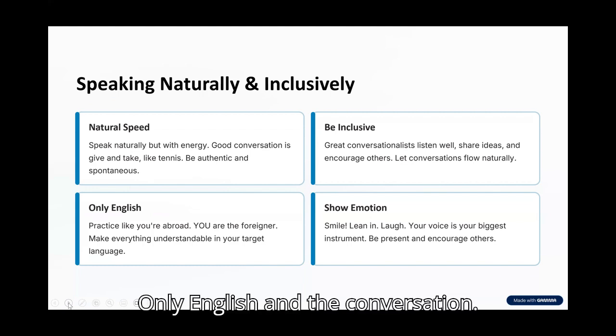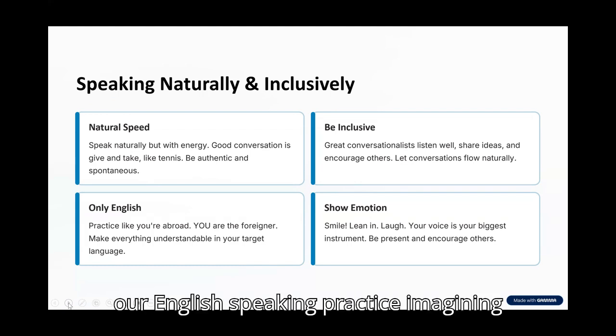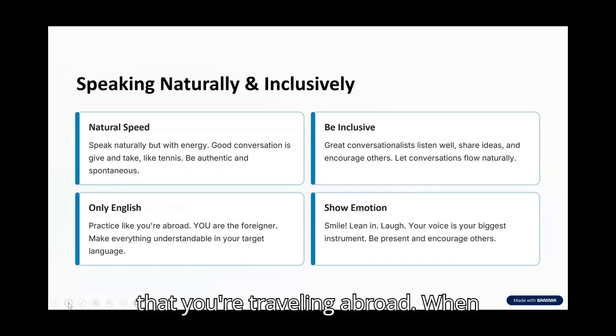Only English in the conversation. I want you to do our English speaking practice, imagining that you're traveling abroad. When you are abroad, you are the foreigner. So you have to make everything understandable in the target language.